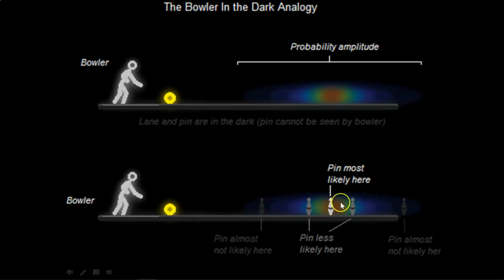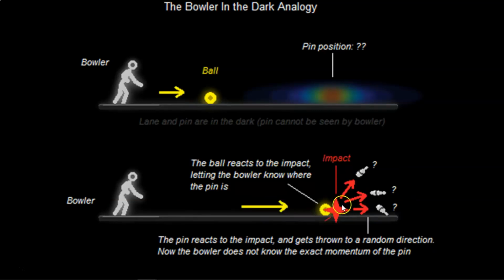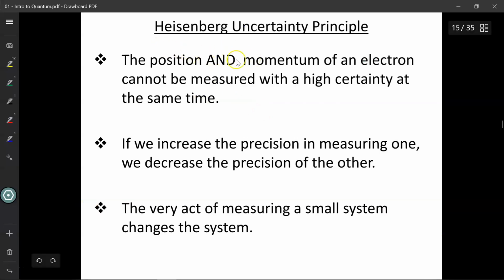I know the bowling pin is very unlikely to be behind the wall back here. The bowling pin is most likely somewhere here, most probable. Now, the moment the bowling ball hits the pin, I know exactly where the pin was, but now I don't know what its momentum is. Where is it going? In which direction? The very act of measuring this system has changed the system. And that is the basis behind the Heisenberg uncertainty principle.